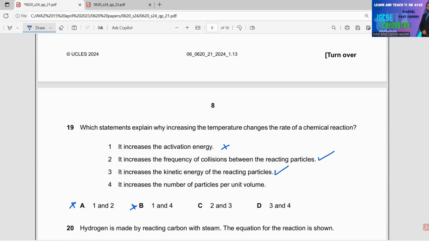4, it increases the number of particles per unit volume. No, they have just raised the temperature. It will only affect the kinetic energy of the reacting particles, not the number of particles per unit volume. So 2 and 3 are correct, which means C is the right choice for this question.